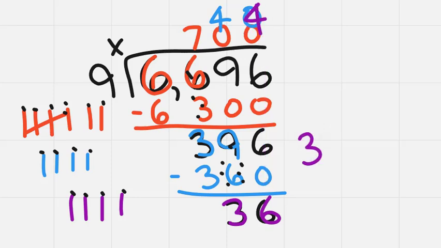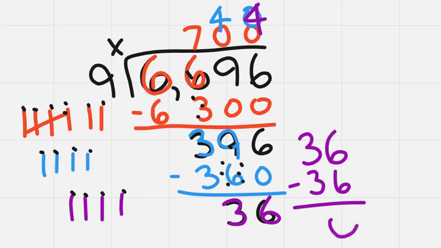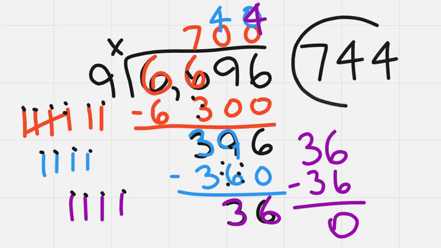Then we have to subtract. I ran out of room, so I rewrote 36. 9 times 4 is 36. And then I subtract. 36 minus 36 is 0. So that means that 744 is our answer. Be sure to check your work.